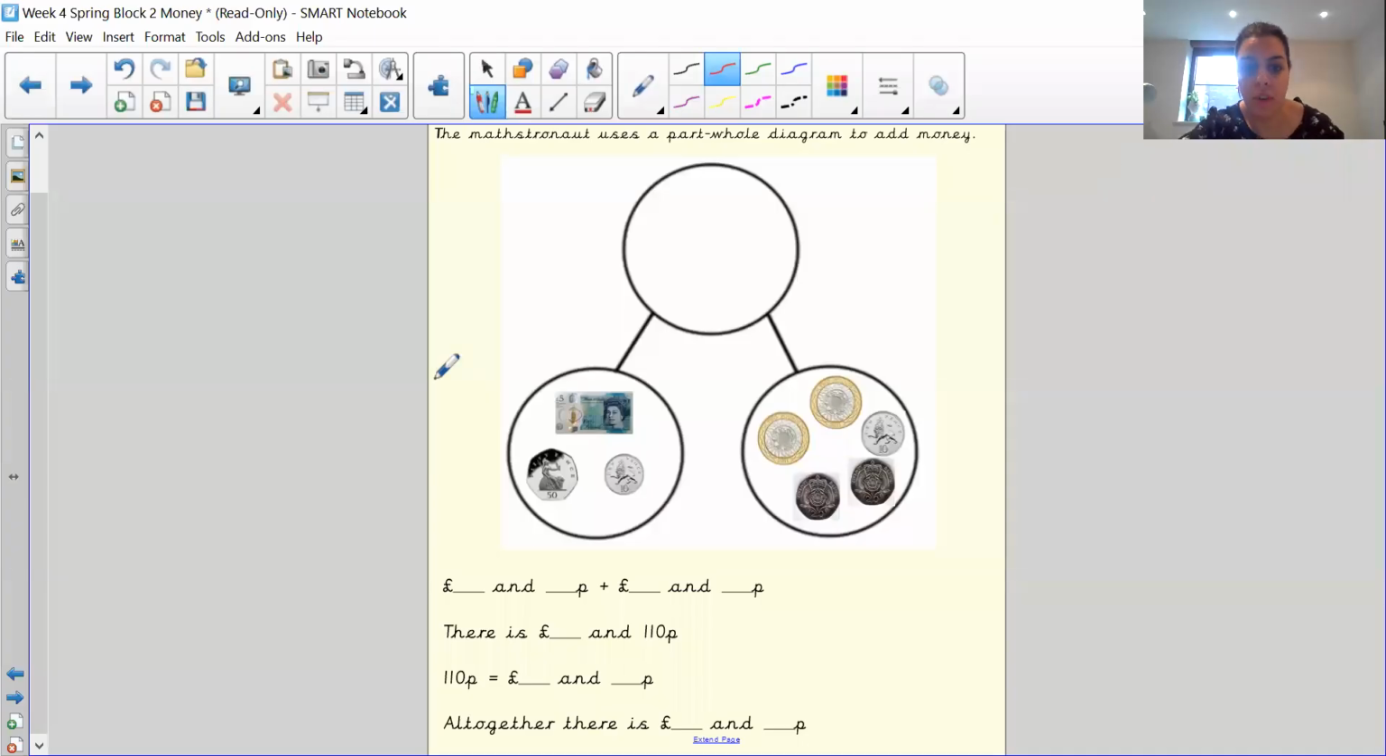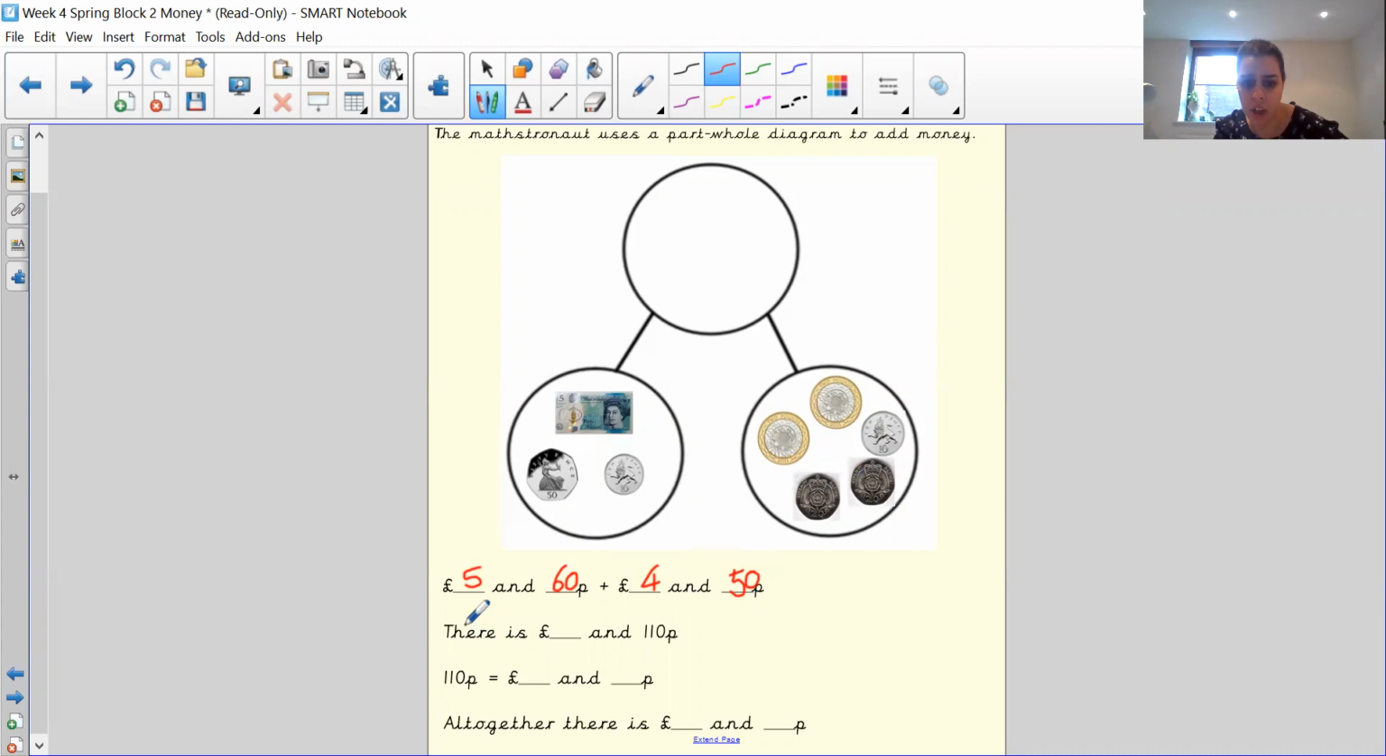So let's have a look at how many we've got in total in the first circle. So we should have £5, and then I've got 50 pence and a 10 pence. And I know 50 and 10 is 60. So my total here, I'm going to have £5 and 60 pence. So well done if you got that, that's fantastic. And then our other circle over here, I've got £2 and £2, which I know is £4. And then I've got a 20, a 20, and a 10. 20 and 20 is 40, add a 10 is 50. So I've got £4 and 50 pence. Perfect. Now, well done if you got that for both of them.